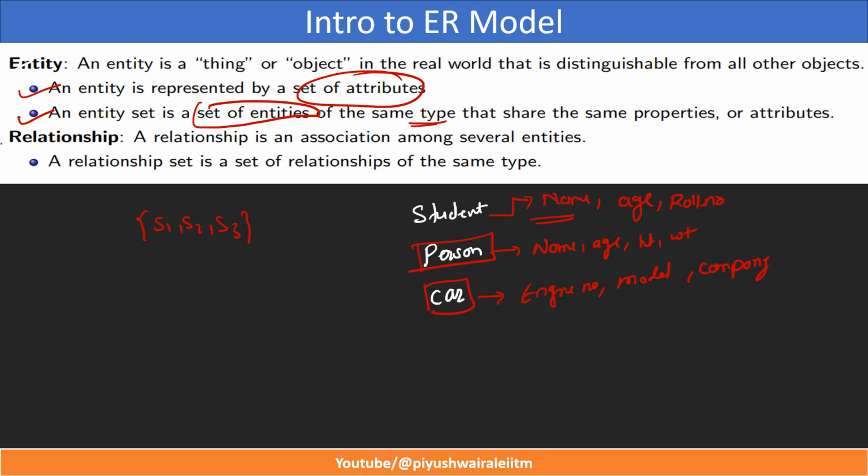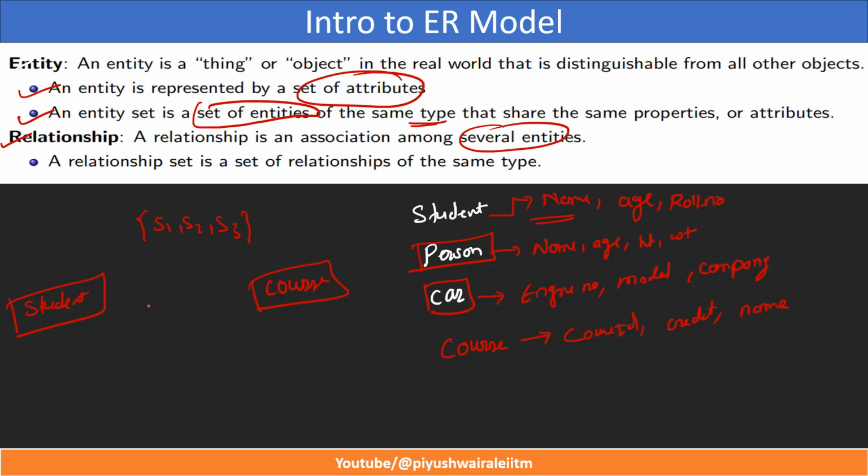Now what is a relationship? A relationship is an association among several entities. For example, we have one more entity, say course. The course has different attributes, for example course ID, credit, and name. Now this relationship is an association among the several entities. Suppose we have this student entity and we have the course entity.